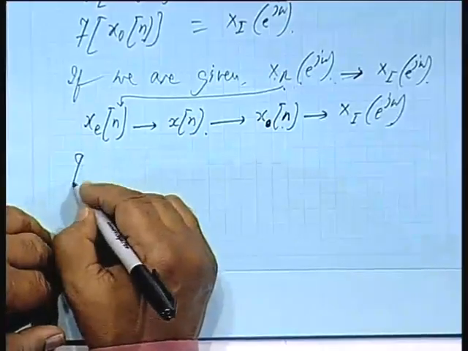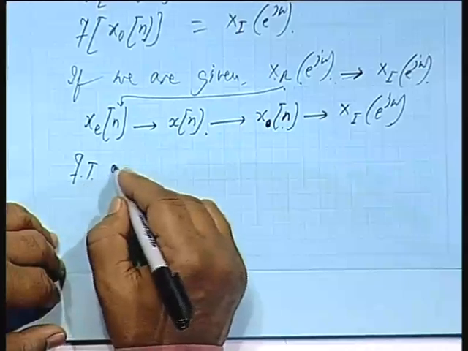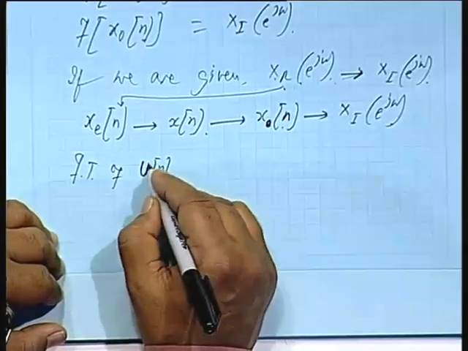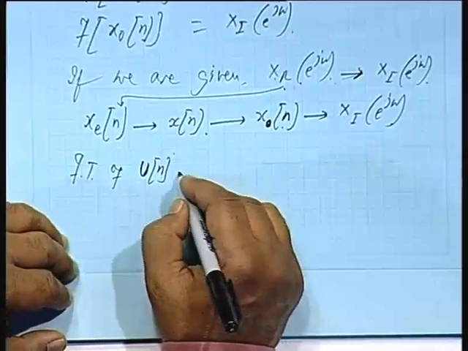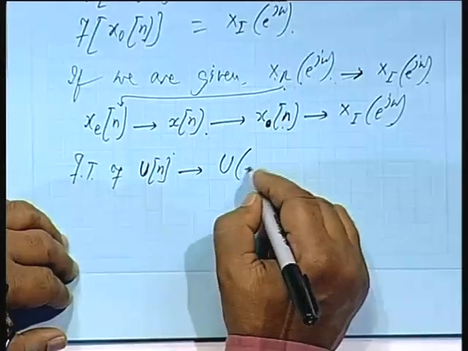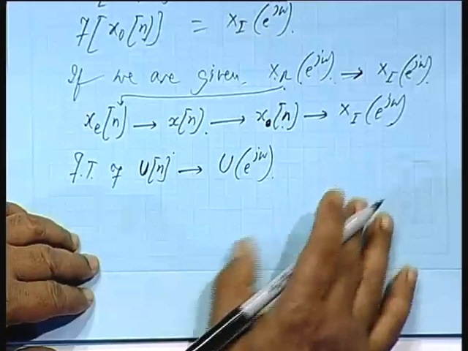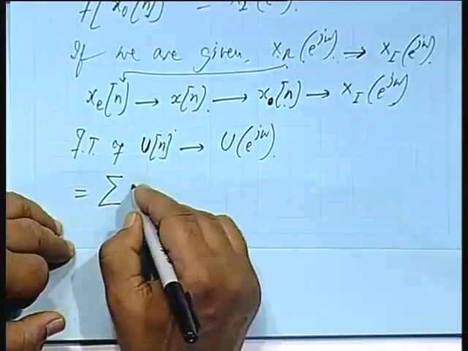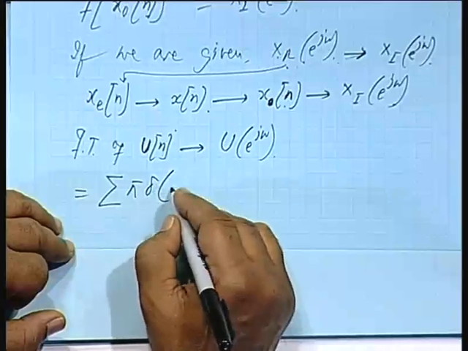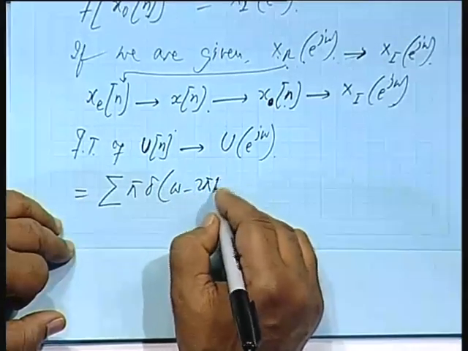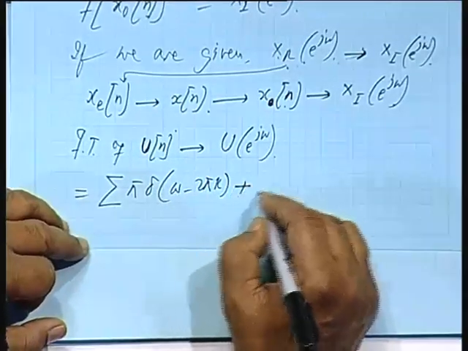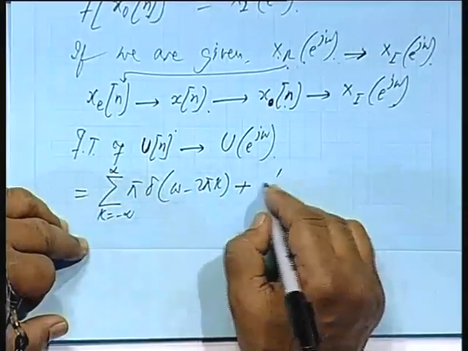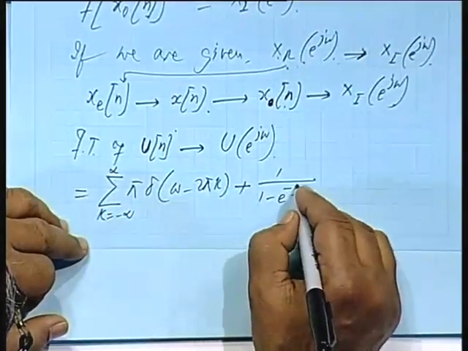Now, Fourier transform of u[n], okay, small u[n] we are writing, is capital U(e^{jω}). Now, it can be shown that this is equal to π δ(ω − 2πk), k varying from minus infinity to plus infinity, plus 1 by 1 minus e to the power minus jω.